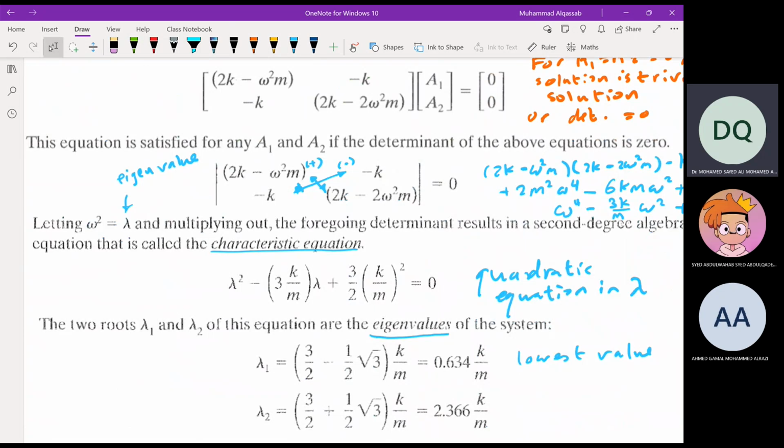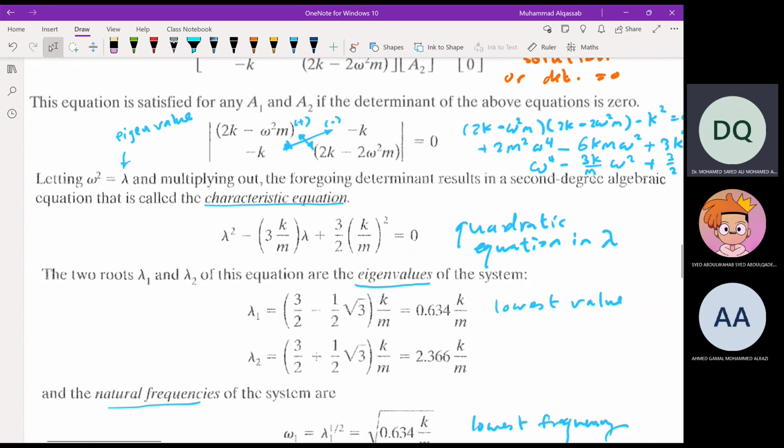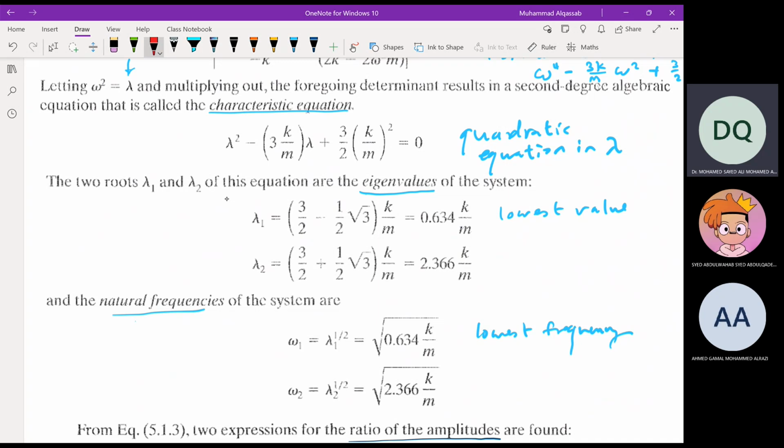And from here, we get the characteristic equation. We put lambda equal to omega square. Lambda is the eigenvalue, where omega is the natural frequency. So lambda equal to omega square will reduce the determinant equation into a quadratic equation in lambda. A quadratic equation means there are 2 roots, lambda 1, lambda 2. Okay, and we number lambda 1, lambda 2 from smallest to highest. So lambda 1 is 0.634 k over m, and lambda 2 is 2.366 k over m.